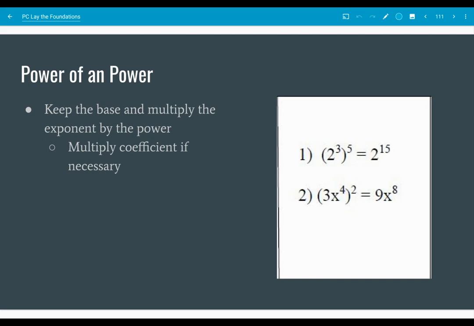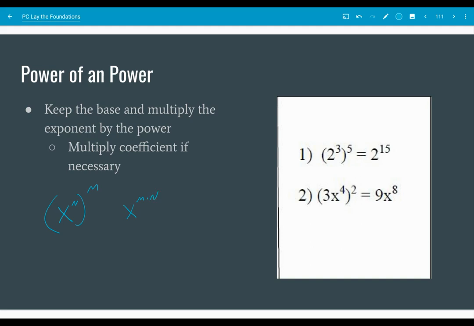Next, we're going to look at one of my favorites just because it's power of a power. So what that means is when you have an exponent raised to an exponent. So we have x to the n raised to the m power. So what that means is you just multiply them by each other. So this becomes x to the m times n power.